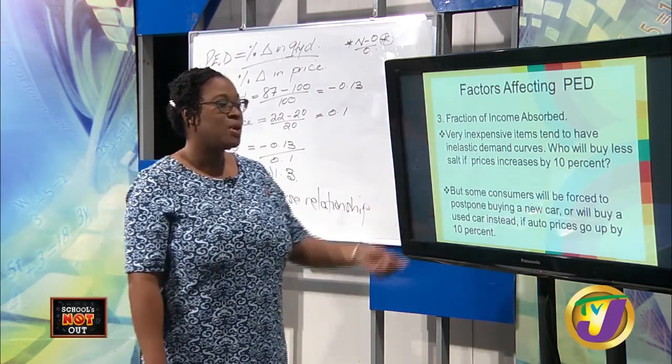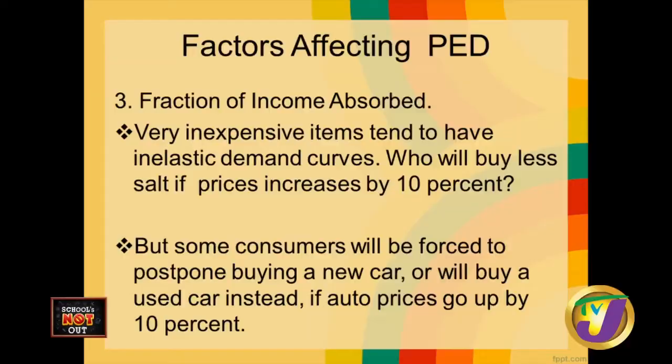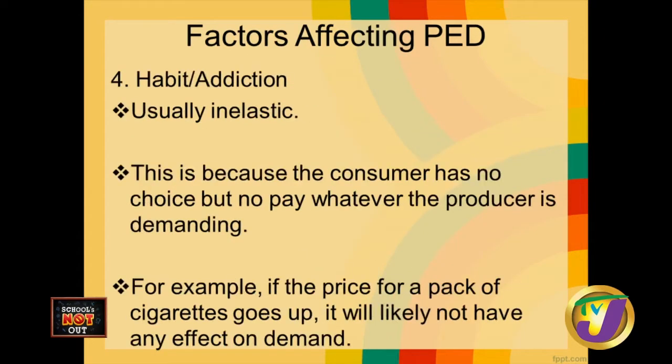But some consumers may be forced to postpone buying a new car, or you may buy a used car instead if auto prices go up by 10%. So you find here now that your need to purchase a car is elastic because of the amount of income that it will take up in terms of you trying to get that car. So you're looking at salt and you're looking at purchasing a car. Purchasing a car is elastic. So if you can't afford it, you find something else cheaper, or you wait until you get that pay raise.